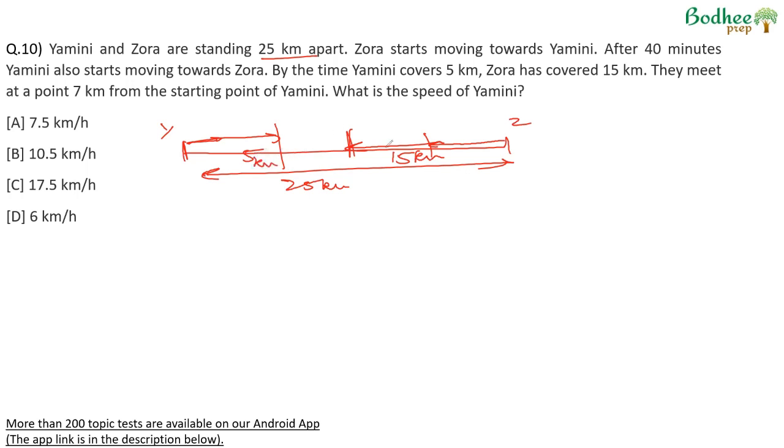We cannot say the speed ratio is 1:3 because Zora started earlier and therefore the time is not the same. They meet at a point 7 kilometers from the starting point of Yamini. What is the speed of Yamini?